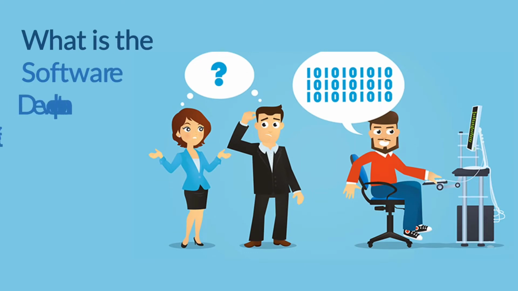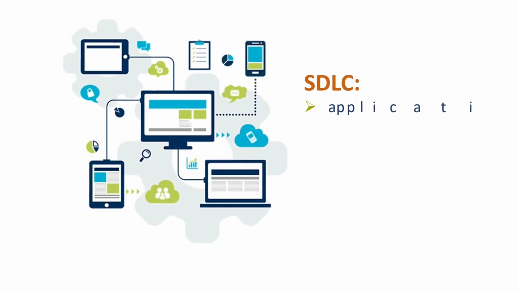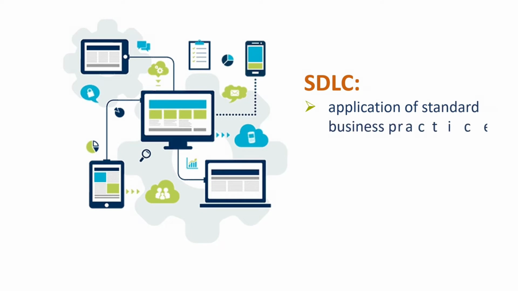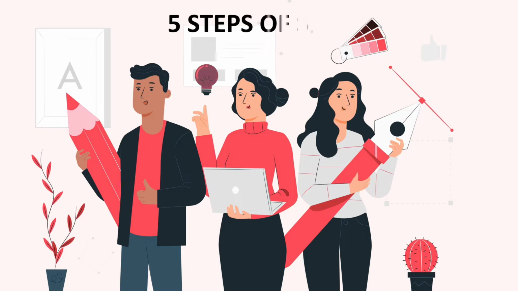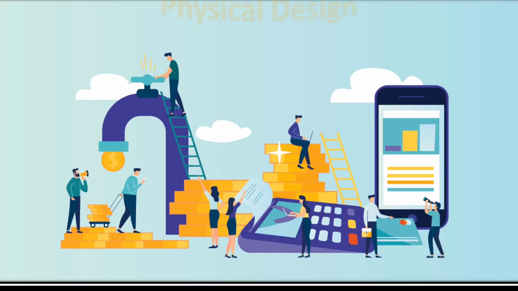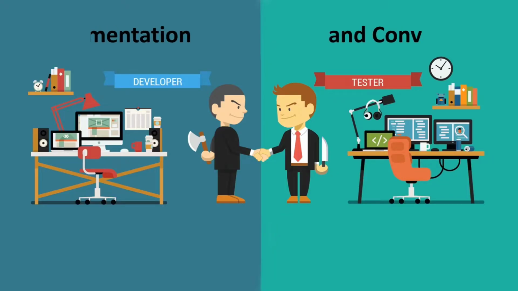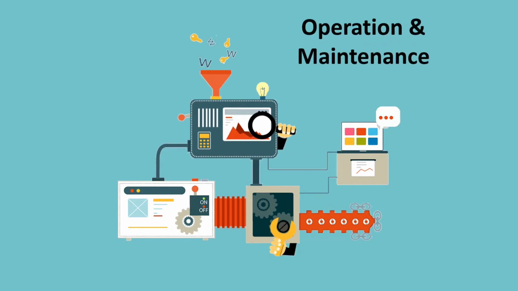What is the software development life cycle? The software development life cycle is the application of standard business practices to build software applications. It's divided into 5 steps: system analysis, conceptual design, physical design, implementation and conversion, and operation and maintenance.